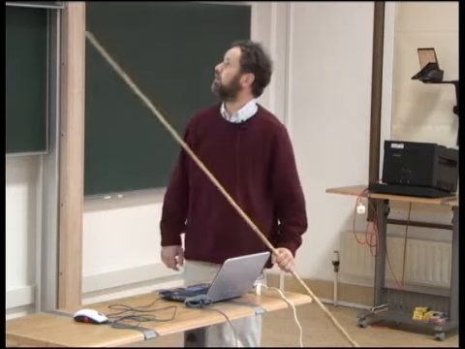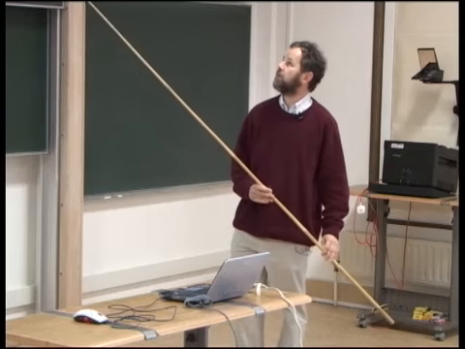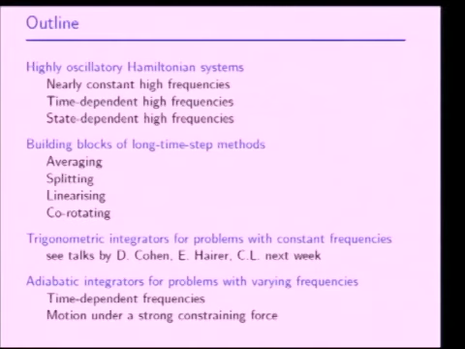Now, what I will tell you is, first of all, about some problem classes of Hamiltonian systems where different types of numerical methods are needed. And this essentially depends on whether frequencies and the corresponding eigenspaces are constant, or whether they vary in time or even depend on the solution. And then I will talk about some construction principles for such long time step methods. And if one looks at the literature, there are not so many building blocks. So I will talk about these.